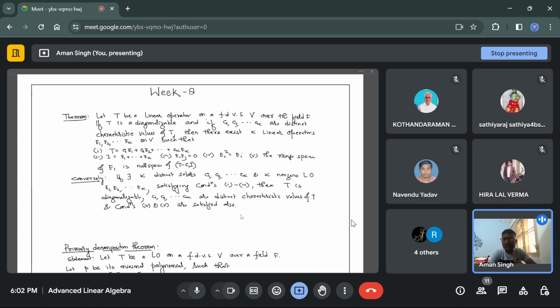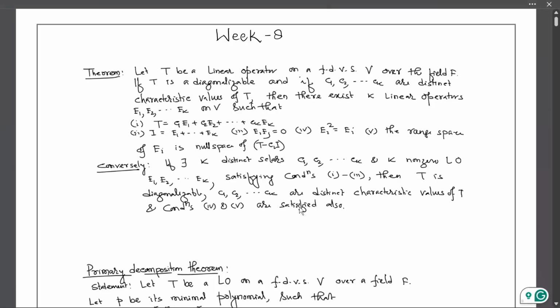So eighth week was started with this theorem. The theorem which says, let T be a linear operator on a finite dimensional vector space, and T is diagonalizable. Eigenvalues are given C1, C2, Ck, distinct eigenvalues. Then there are k linear operators, which are actually projections onto eigenspaces. So E1 is projection onto first eigenspace. So T can be written like this: T is equal to C1 E1 plus C2 E2 and so on. And identity operator is just sum of these projection operators. This is same as saying eigenspaces span V.